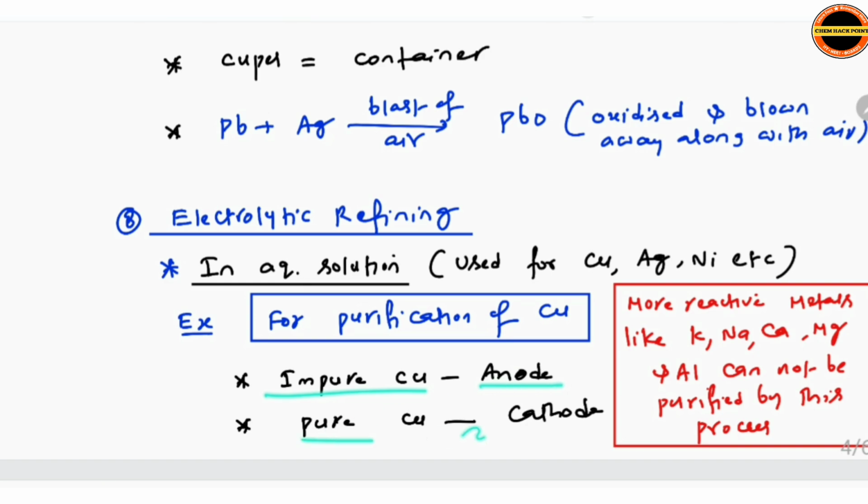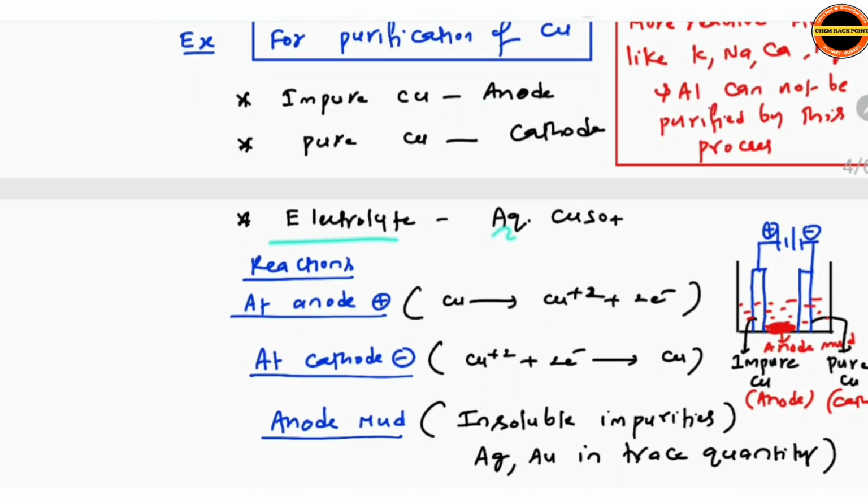Impure copper is the anode, pure copper is the cathode. The electrolyte is aqueous copper sulfate. Remember the reactions: at the anode, copper loses 2 electrons and converts into Cu2+. At the cathode, Cu2+ gains 2 electrons and converts into copper. So what's happening here, you observe it: copper loses 2 electrons and converts into Cu2+, and the same Cu2+ goes and deposits on the cathode. After completion of the process, we get a thick cathode, that is pure copper at the cathode.